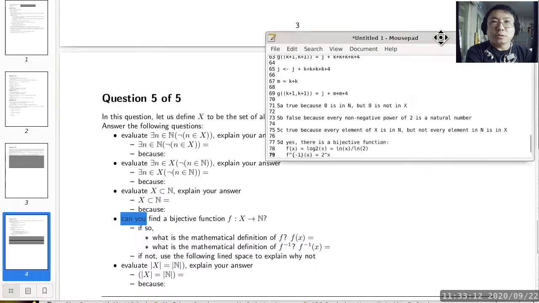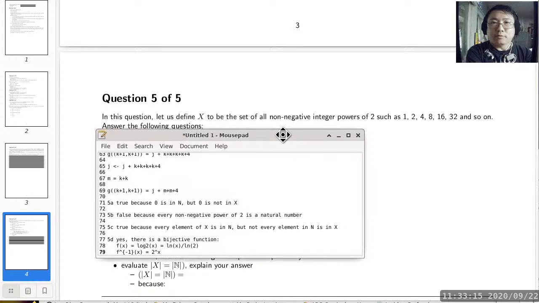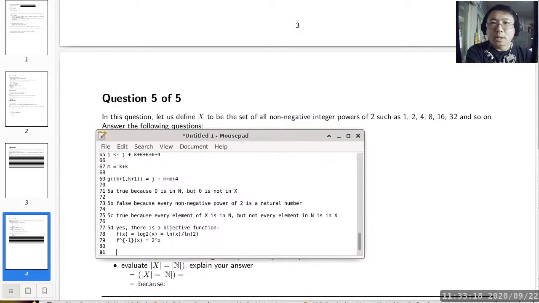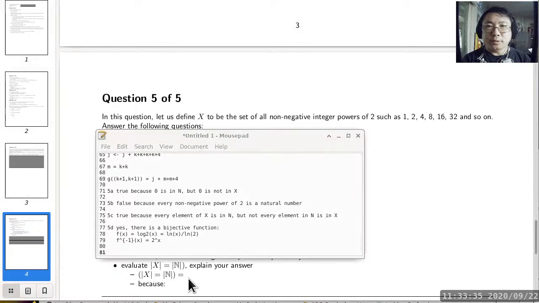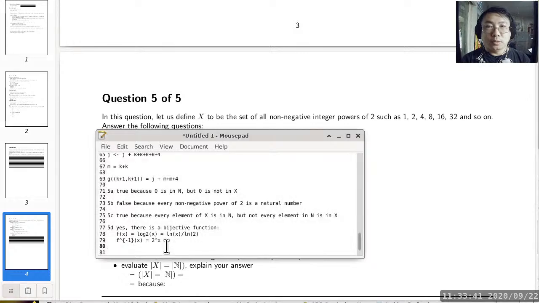All right, so the last part, I'm just going to cover up the other parts that we have already answered. The last part asks: evaluate the cardinality of x equals the cardinality of n and explain your answer. So the first part, which is to answer this question here, the cardinality of x equals the cardinality of n is what? That answer is not aleph null. It is asking whether they are the same or not, right? So the answer is true.